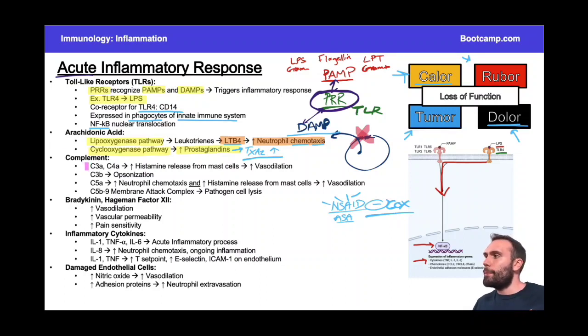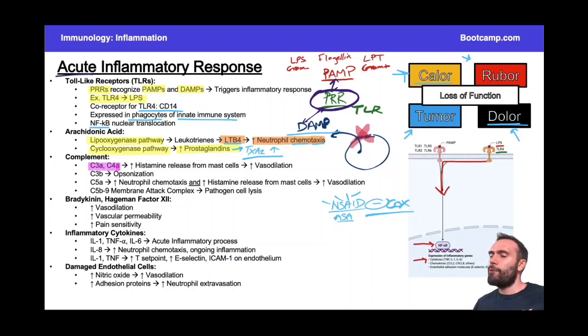So C3a and C4a are probably the least high yield of the ones on here, but it is important to remember that these are responsible for that vasodilation. Remember, I told you, you're going to have some heat and some redness. That's because you get vasodilation. Where does that come from? C3a, C4a, right? This complement cascade, and this is all because we have histamine being released from our mast cells.